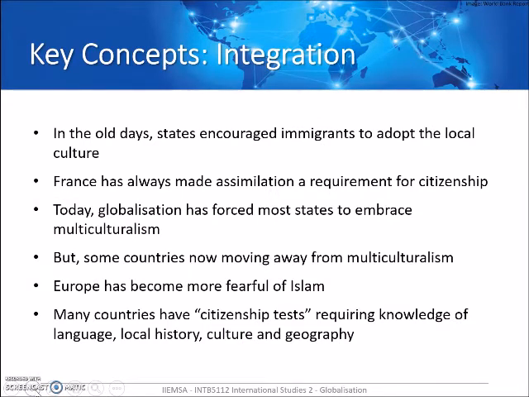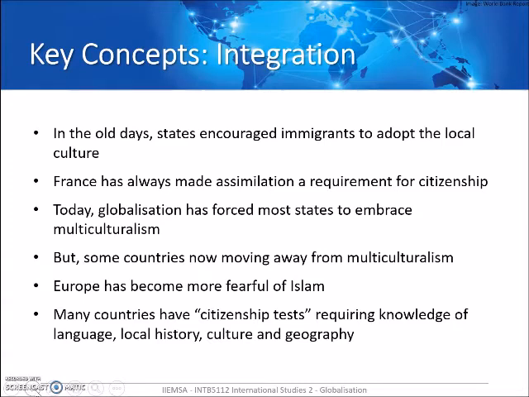This is pretty much what I've said already, but a bit from a history point of view. In the old days, states usually encouraged immigrants to adopt local culture, right? And as I was saying, France has always made assimilation a requirement for citizenship.